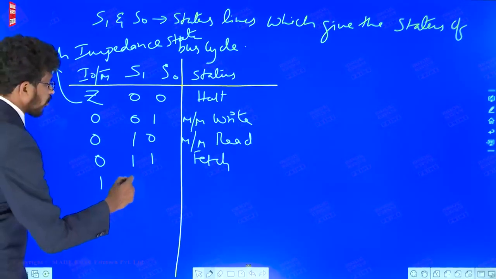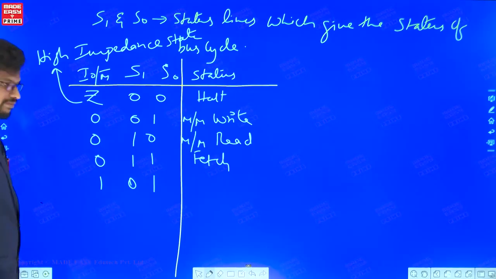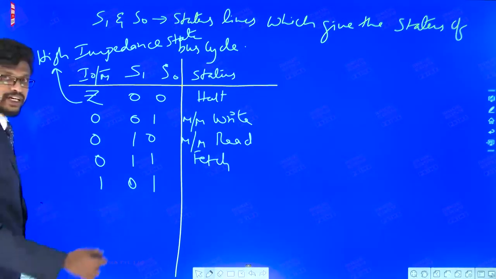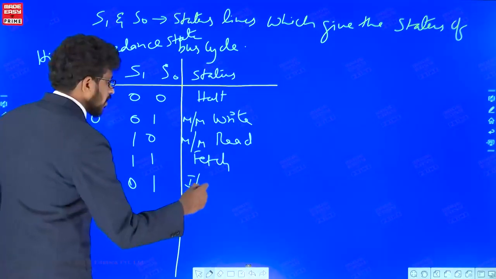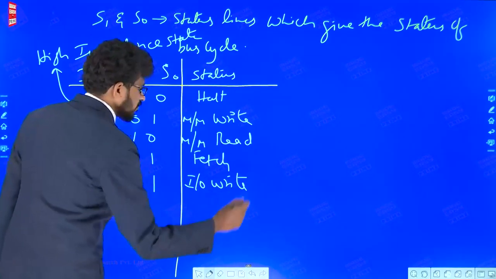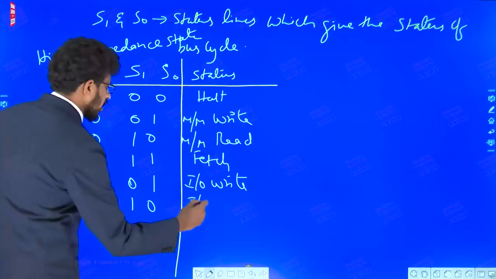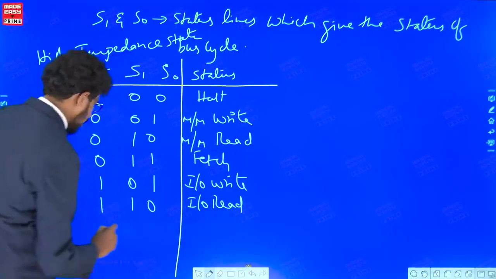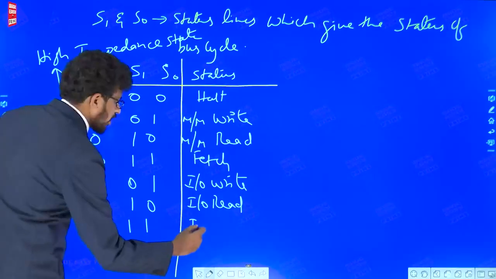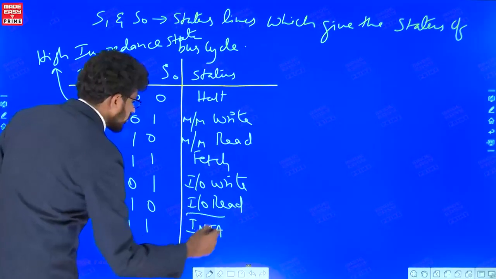Similarly, 101, can you try it? 1 means IO. 01 indicates write. So what is the status? IO write. So it is not fixed for a processor, it depends on the processor. 110, what's the status? IO read. And 111 is when the processor supplies interrupt acknowledgement.